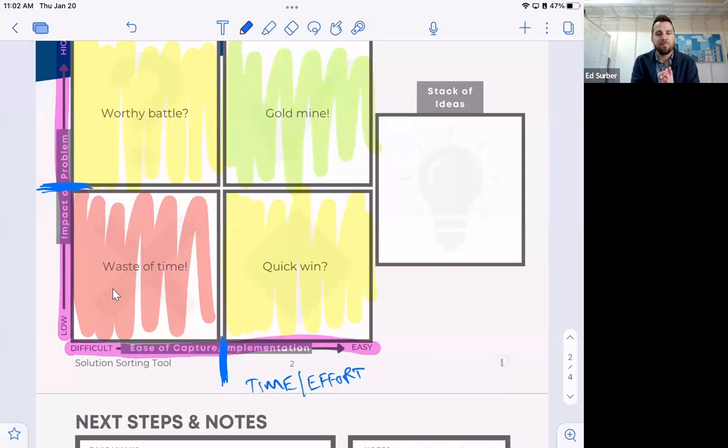It could be 10 hours, for example, might be the anchor. So anything to the right of the anchor is going to be 10 hours or less, right, to implement the idea. And to the left, it could be 10 hours or more, right? So again, this is going to be a way for the team to objectively make a decision on where the idea goes in one of these quadrants, okay?